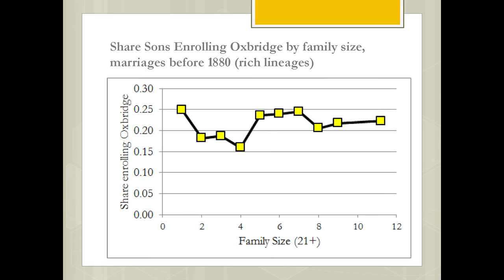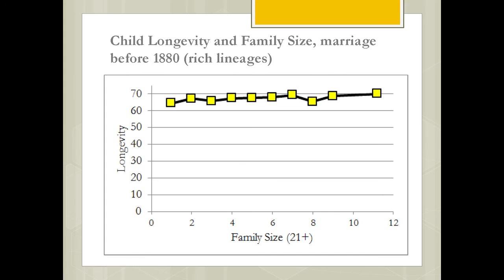What's the consequence of this? If we take richer families where going to Oxford or Cambridge is a big measure of educational success for sons, what you actually see is that family size has no effect on the probability that the sons will attend Oxford or Cambridge. Longevity is another indicator of success. Sons who go to Oxford tend to live 5 years longer than sons who don't go to Oxford. Again, there's no effect on longevity of these enormous variations in family sizes.